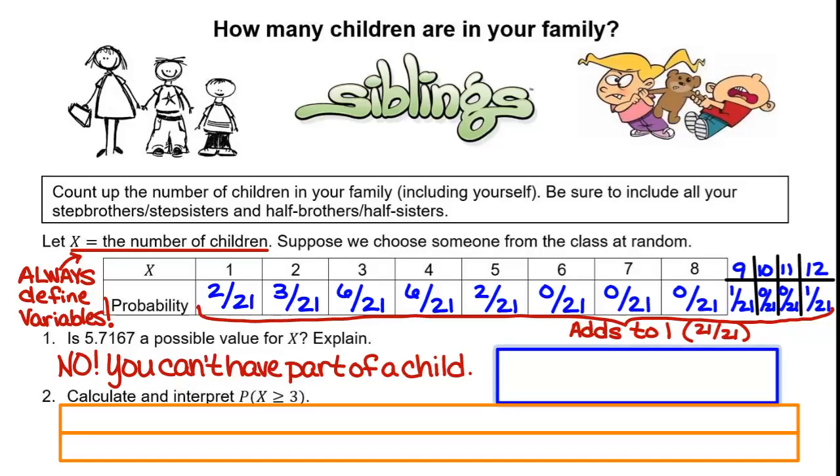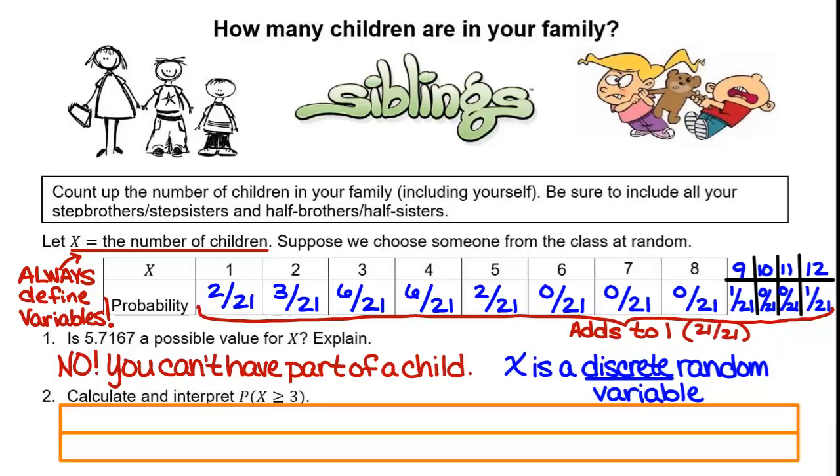We call x a discrete random variable. We say it is discrete because it can only take on values that are countable numbers, whole numbers, with gaps in between those numbers. Like you can have one child in your family or 2, but you can't have 1.5. You could have 7 children in your family or 8, but you can't have 7.123, right? So we've got these gaps in between the numbers. That's what it means for it to be discrete. It's countable, and there's gaps between them.